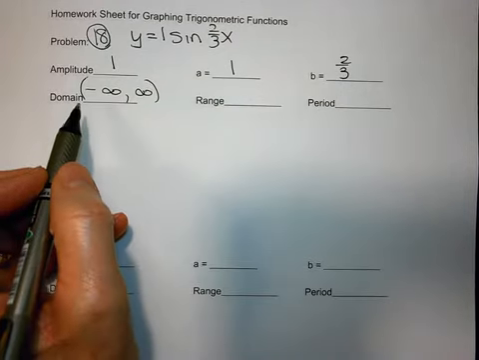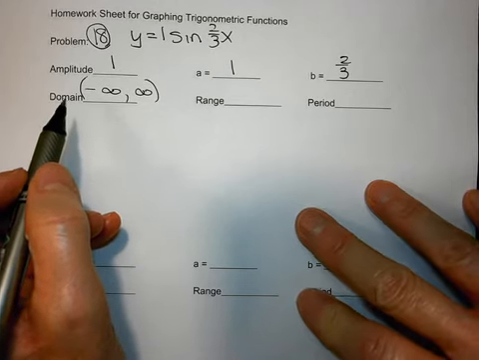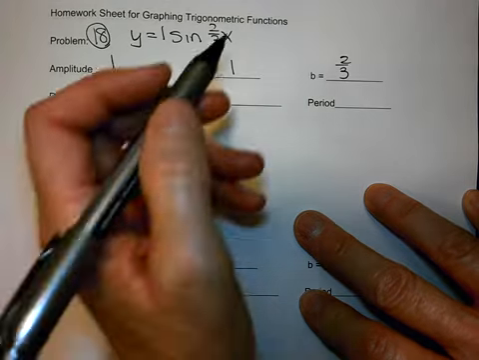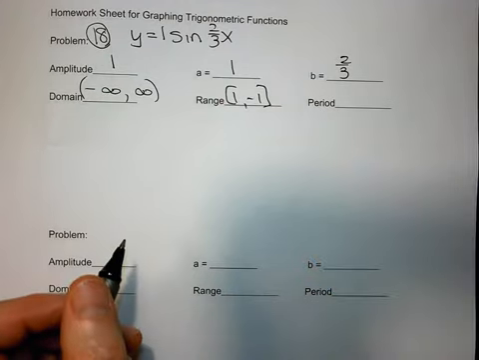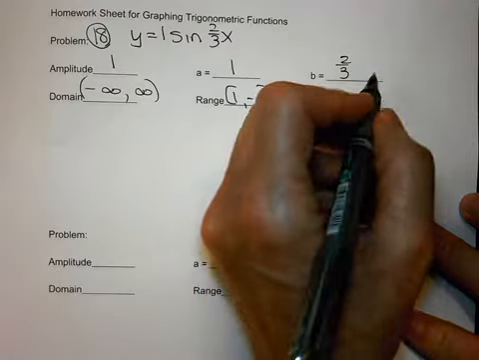So the domain goes left and right in both directions forever, so negative infinity and positive infinity. And your range again will not be affected, so it is 1 to negative 1 because there's no a to change it. And then your period now is going to be affected.